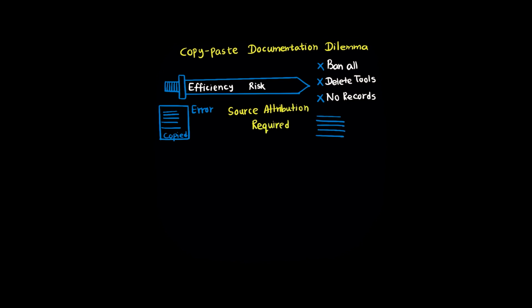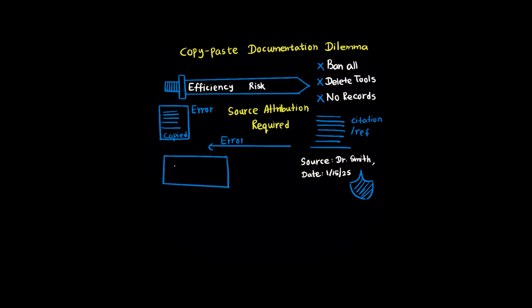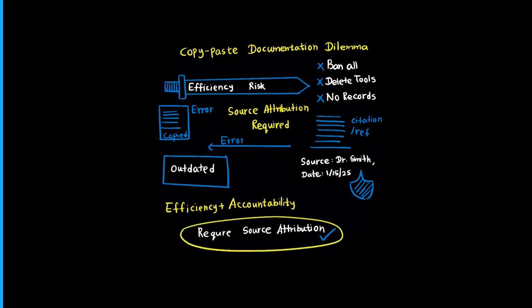When information is copied, the system tracks and displays where it came from and when. This maintains the efficiency of reusing accurate information, vital signs, medication lists, histories, while ensuring transparency. If an error propagates through copying, we can trace it back. If information becomes outdated, we know its origin. Attribution preserves the benefits while adding accountability. It's the difference between plagiarism and proper citation.